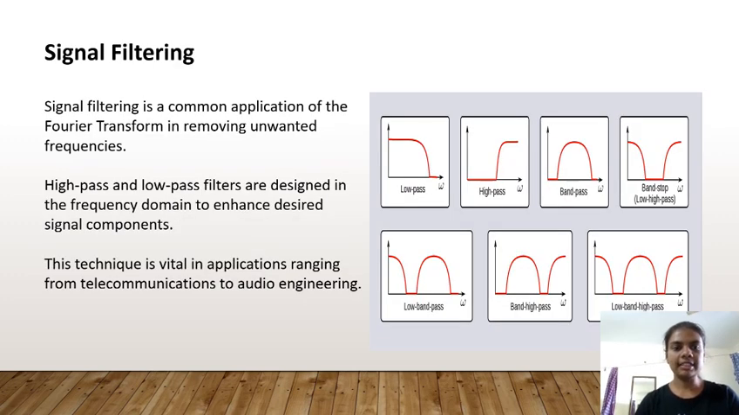Signal filtering. Signal filtering is a common application of the Fourier transform in removing unwanted frequencies. High pass and low pass filters are designed in the frequency domain to enhance desired signal components. This technique is vital in applications ranging from telecommunications to audio engineering.